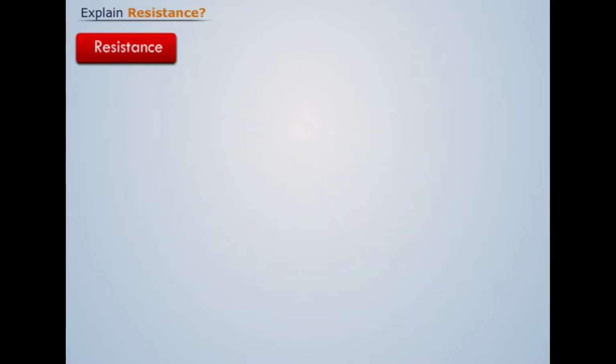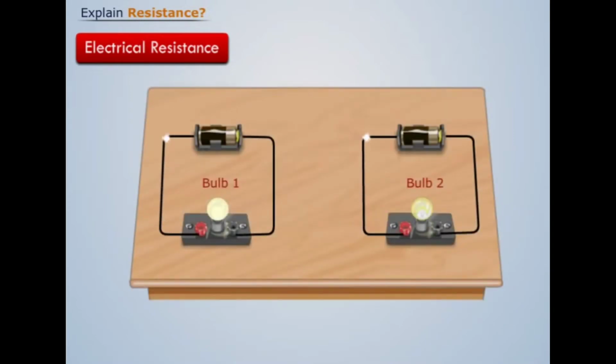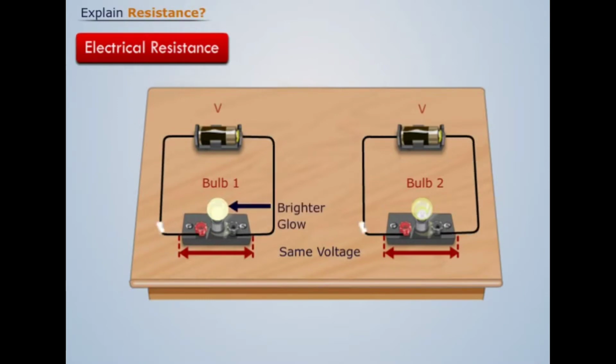Now let's understand electrical resistance. Consider two different bulbs connected to batteries providing the same voltage, say V. These bulbs have the same voltage across them. Now we see that bulb 1 has a brighter glow than bulb 2, as the current flowing through them is different.